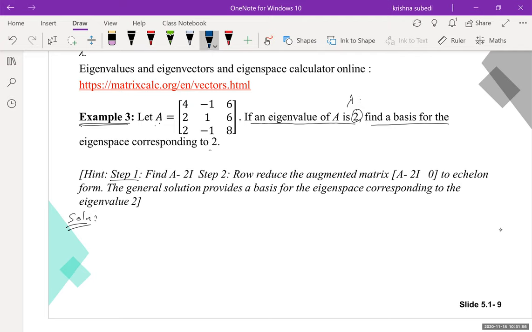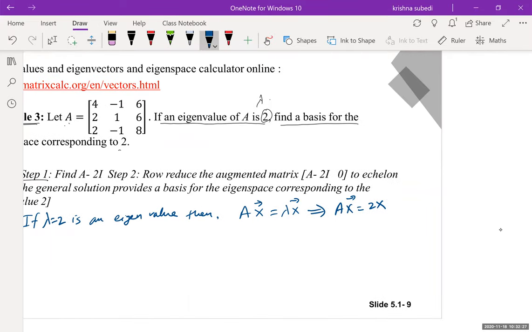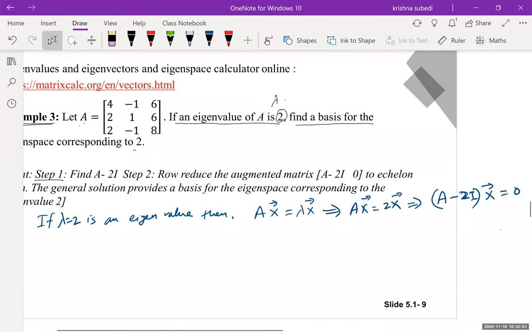So first, by definition, if 2 is an eigenvalue, then by definition Ax equals lambda x. Lambda equals 2 is an eigenvalue, so that gives me Ax equals 2x. This gives me A minus 2I times x equal to 0, so let us solve this system.